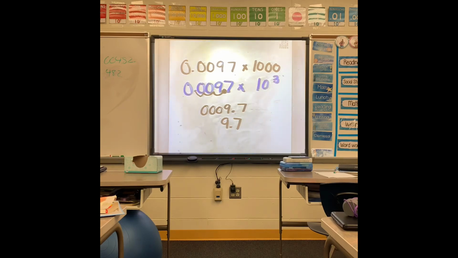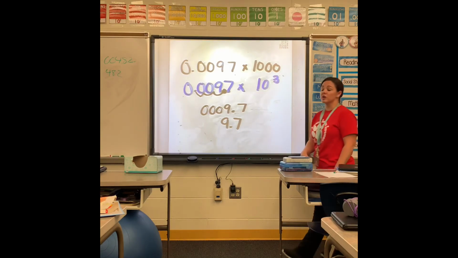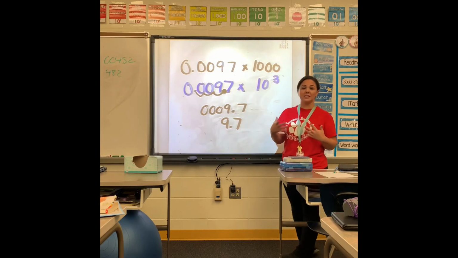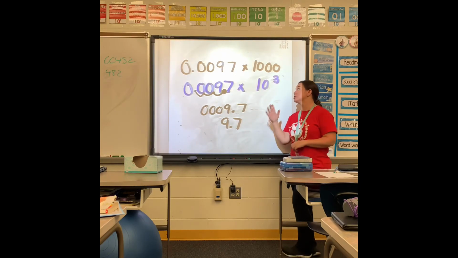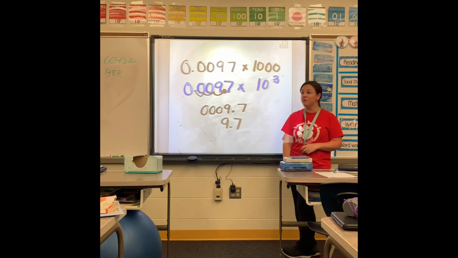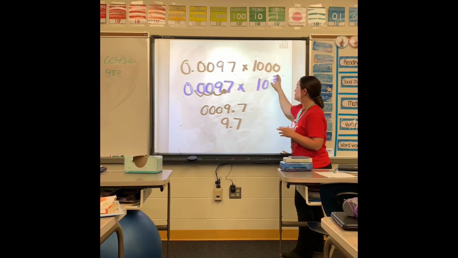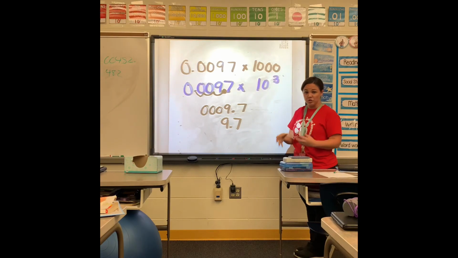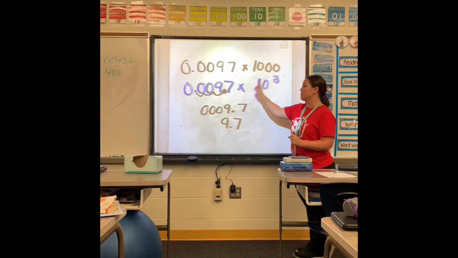So I hope that that was helpful for you. There are plenty of examples of this also on Khan Academy. If you type in, multiplying decimals with power of 10, I'm sure you will find tons of examples on there that can be helpful. The biggest thing is the exponent or the number of zeros tell you how many places to move it. You're moving it to the right because it's multiplication.